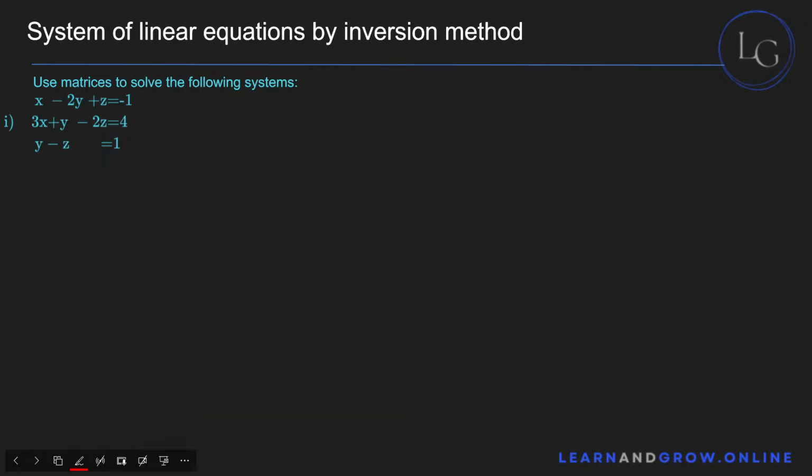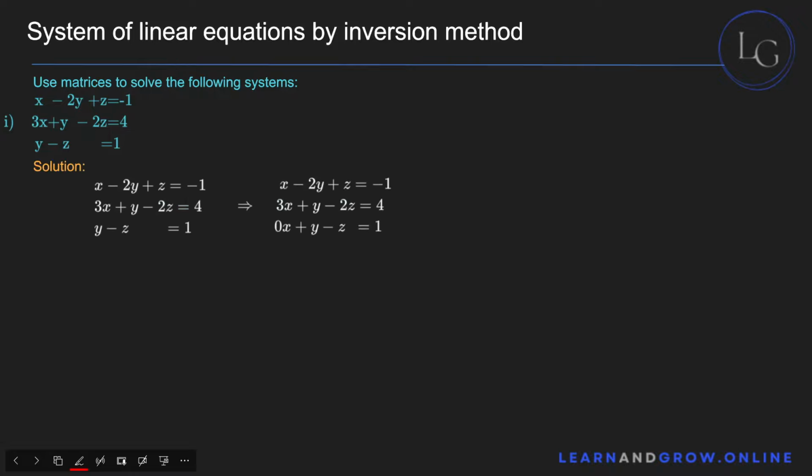So we have the system of linear equations, and first of all, you can write the third equation here as 0x plus y minus z is equal to 1, as there really is no value for x. So now in matrix form, what this entire system will look like is basically this.